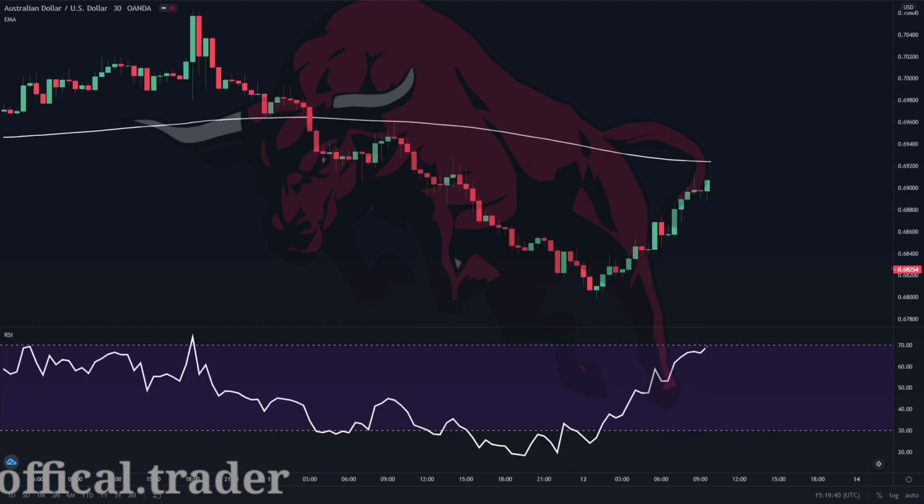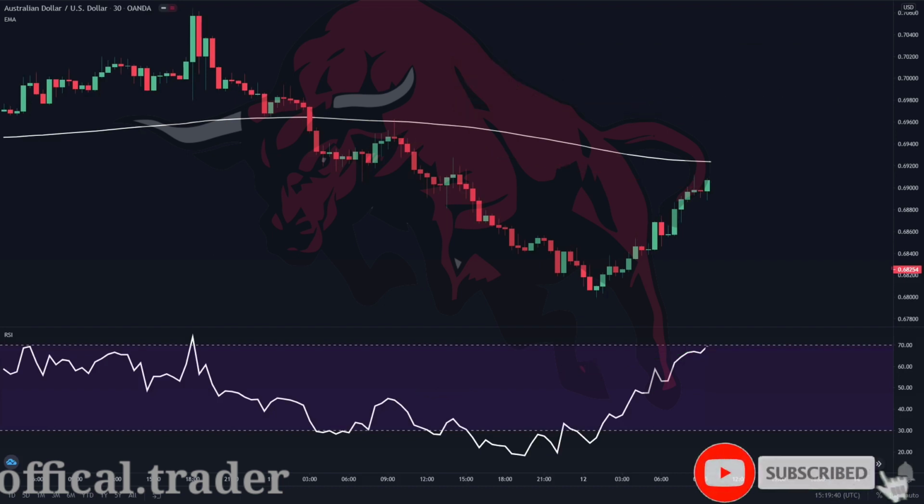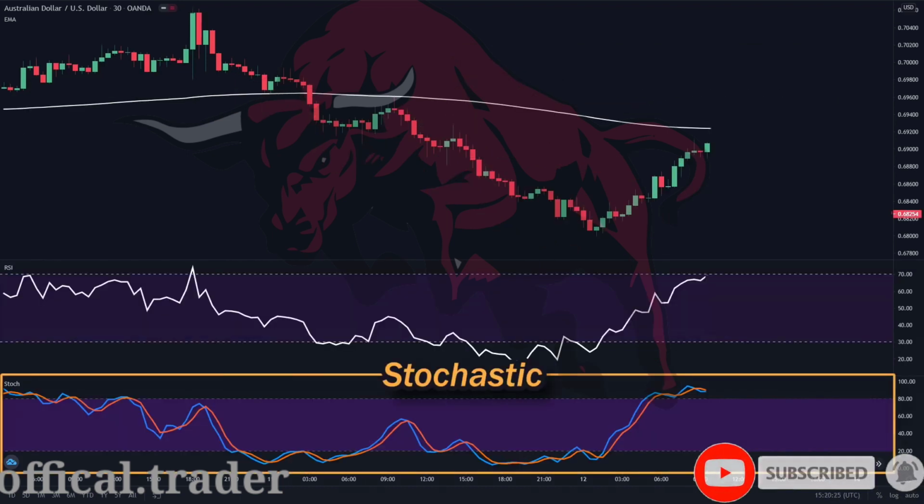Now, an important rule that you need to remember when trading divergences is you cannot simply take a position just because a divergence appears, because it doesn't guarantee that the continuation pattern will form. That is why you need to use another indicator to further confirm your analysis. And you can do that by using the stochastics.